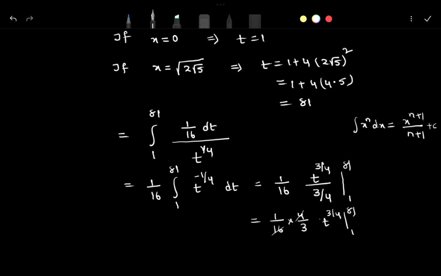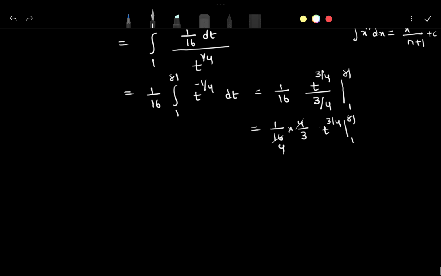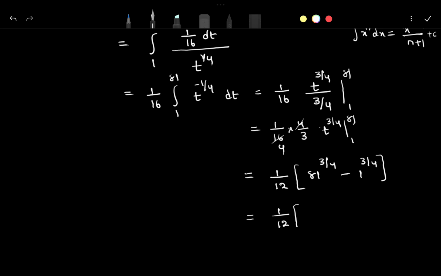So here 4 will cancel 4 times. That equals 1/12 into. Now you substitute the upper limit: 81^(3/4) minus 1^(3/4). See, 81 you can write as 3^4. So 1/12 into (3^4)^(3/4) minus 1. So now the power 4 will be cancelled.